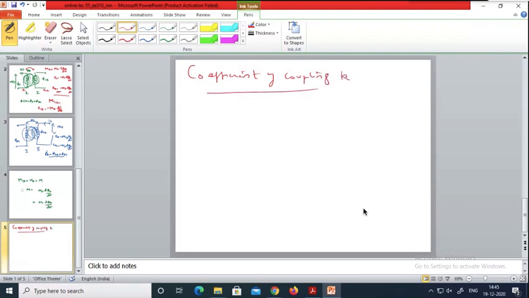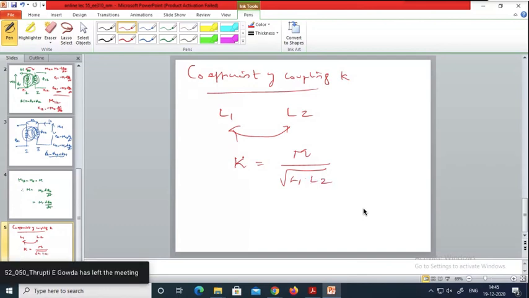It is denoted by K. So when two coils have self-inductances L1 and L2, which are placed very close to each other, then the coefficient of coupling between these two can be denoted by K. That will be expressed in terms of the mutual inductance between them and the self-inductances, that is L1 and L2. So this is the expression for coefficient of coupling.